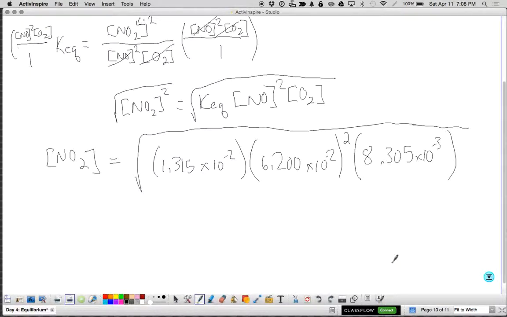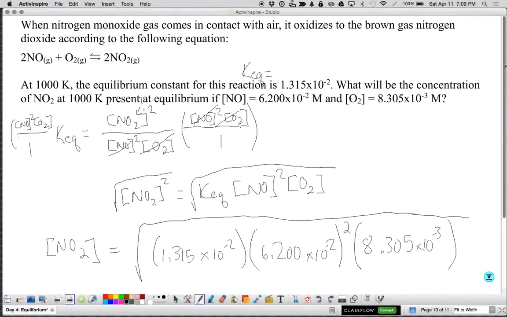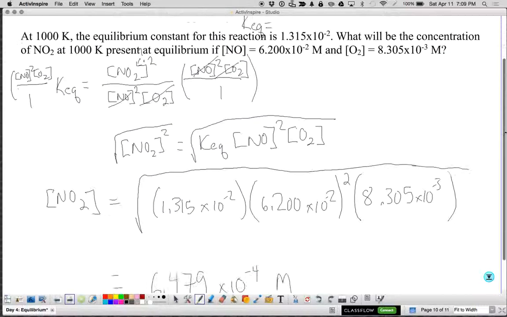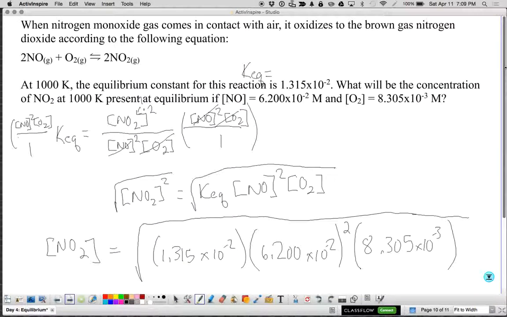So you multiply all these things together, make sure you square this, and then you take the square root, and you get 6.479 times 10 to the minus 4. Now, I don't have a unit in here, but I know that concentration of the product is probably going to be the same unit as concentrations of the reactants. So I'm just going to use molar. All right, don't forget the units. You still have to put units in where they are appropriate.